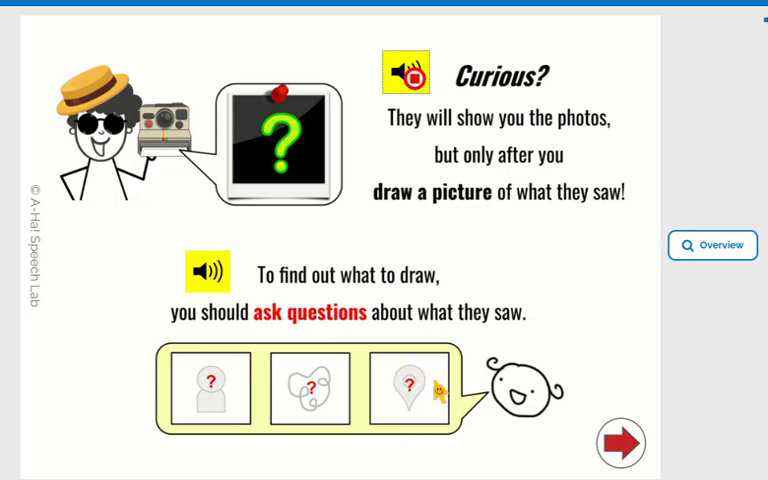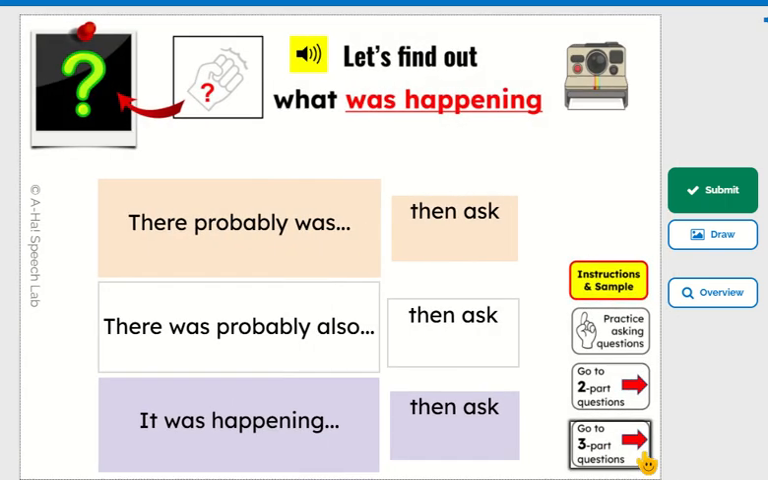And make sure that your students are somewhat familiar with who, what, where words. The next page has some teaching components. So here again, you can click to hear it. It says, let's find out what was happening in this picture. And this icon, you don't have to memorize it, but this is just a general action, what was happening icon that you'll see in this deck. So let's find out what was happening.